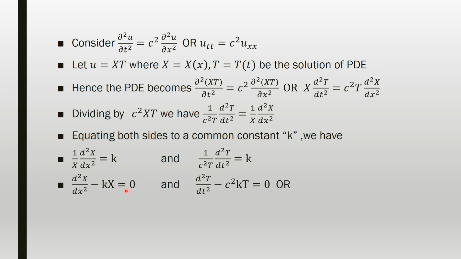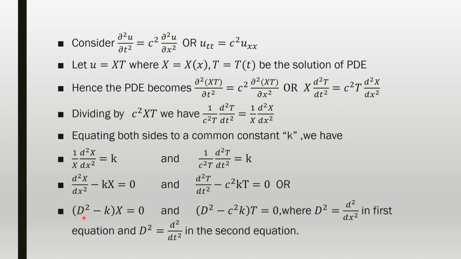Similarly, on the other side, 1/(c² T), if I shift it to the right side, will be merged with k, giving k c² T. Taking c² kT to the left side, we get d²T/dt² − c² kT = 0. Or this can be written as (D² − k)X = 0.